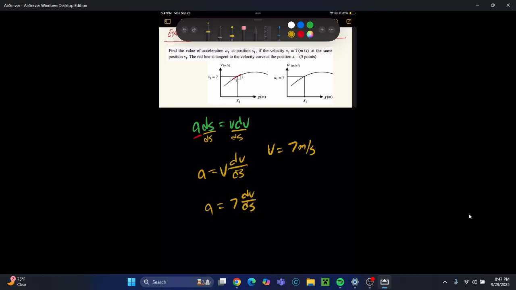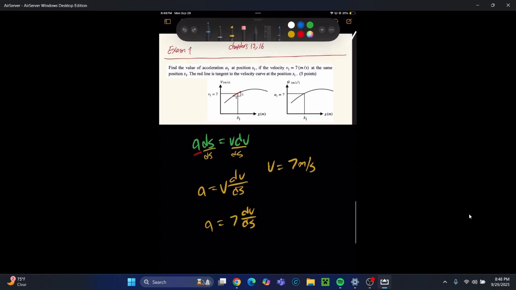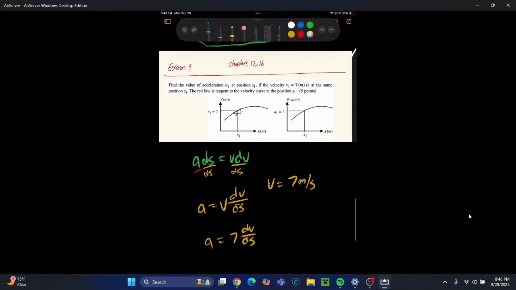And what does dv/ds really mean? Well, it's the change in velocity over the change in position, or the slope of a velocity-position graph, which, lo and behold, we have our slope right there.